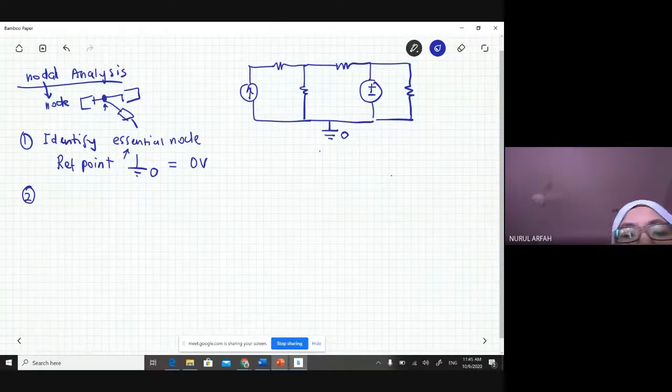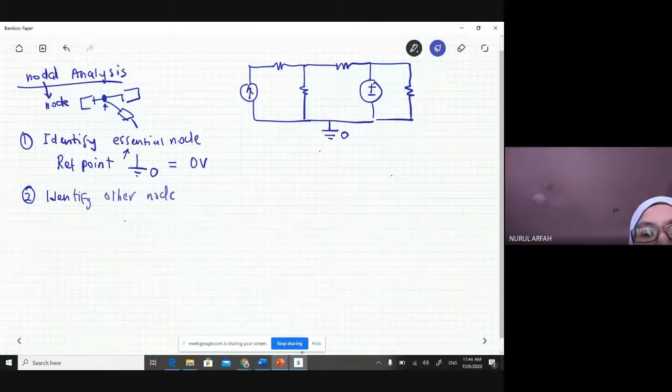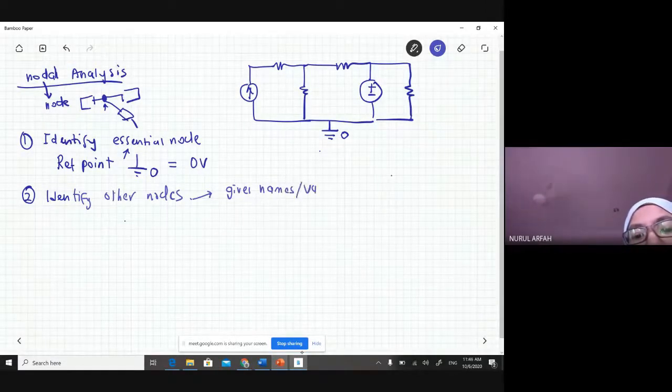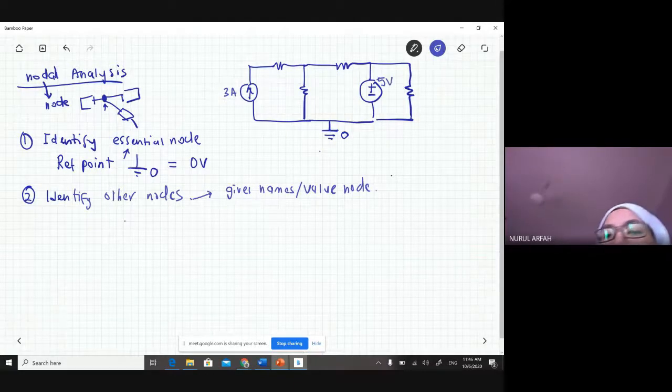Okay, second, what should you do? Is to identify other nodes. Identify means you need to give names or values for the nodes. For example, we have this as 3 ampere and this one as your 5 volt. And where are the other nodes in the circuit?